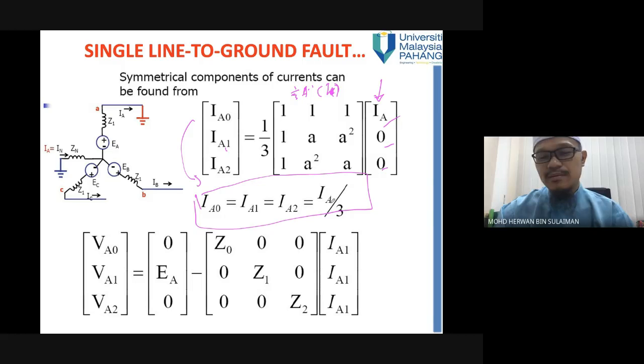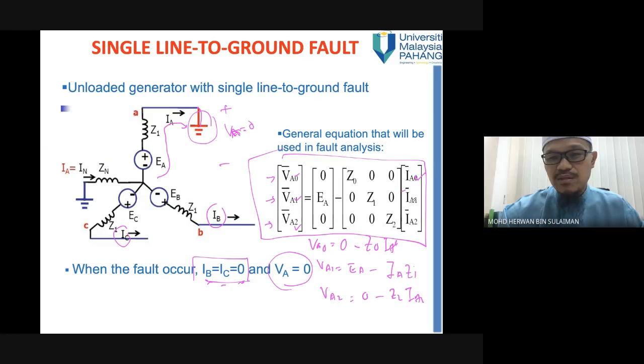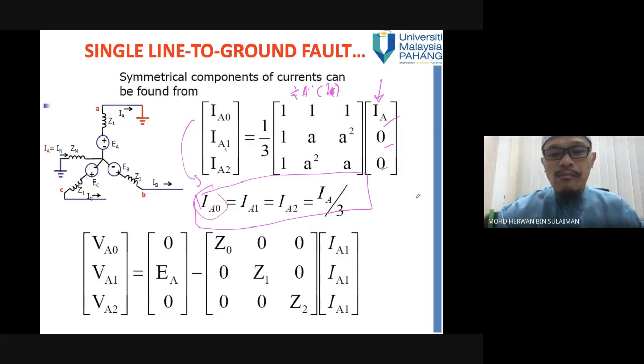So it is IA/3, right? Meaning that your unbalanced current is divided by 3. And then this value, you can put back into these equations. We know already IA0, IA1 and IA2. So you get this equation, because all the things are equal, so you can put it as IA1, IA1, IA1. Okay, use this.